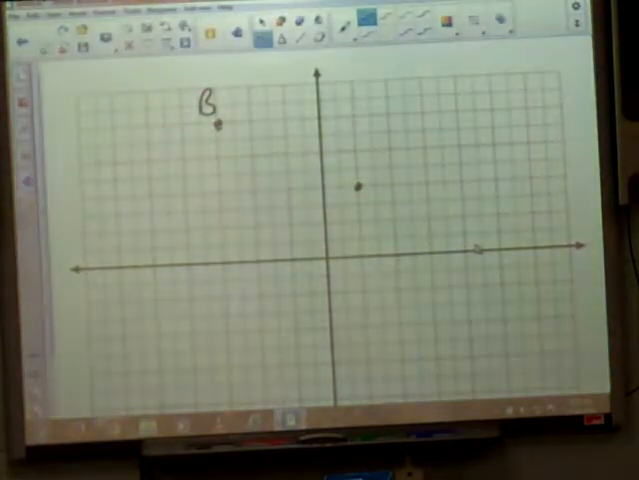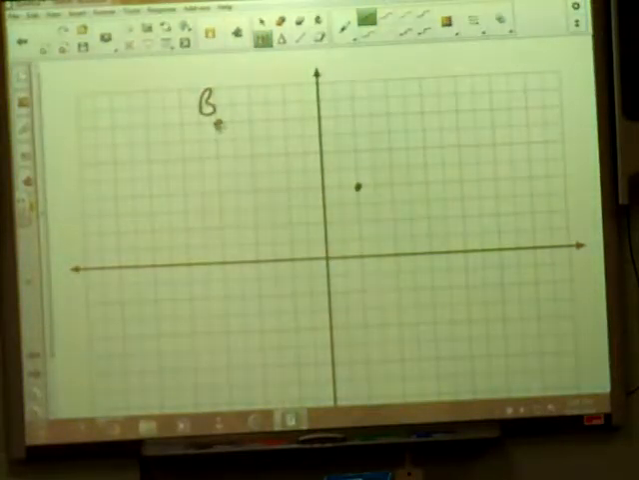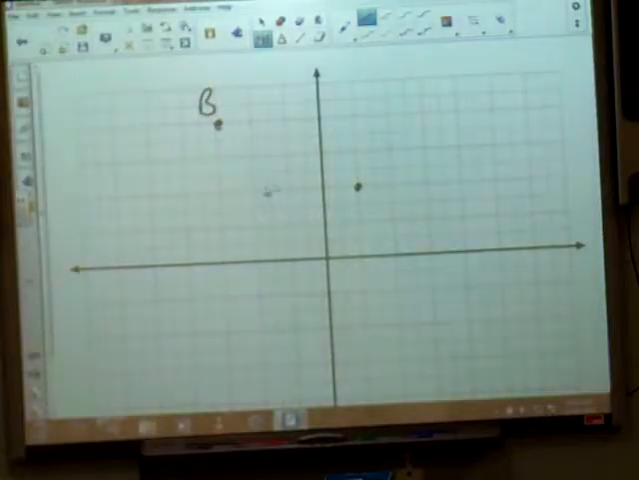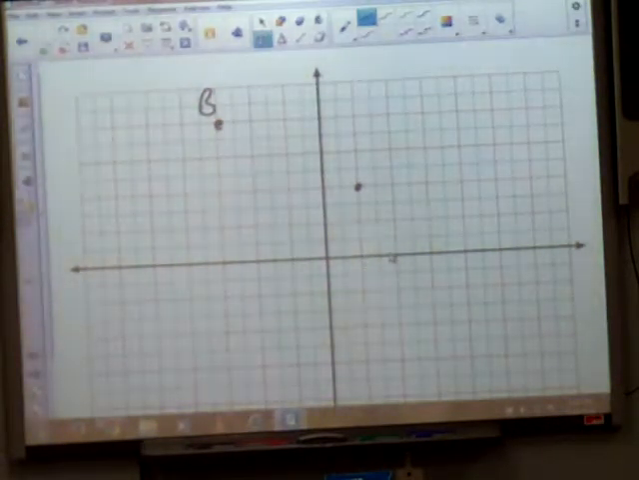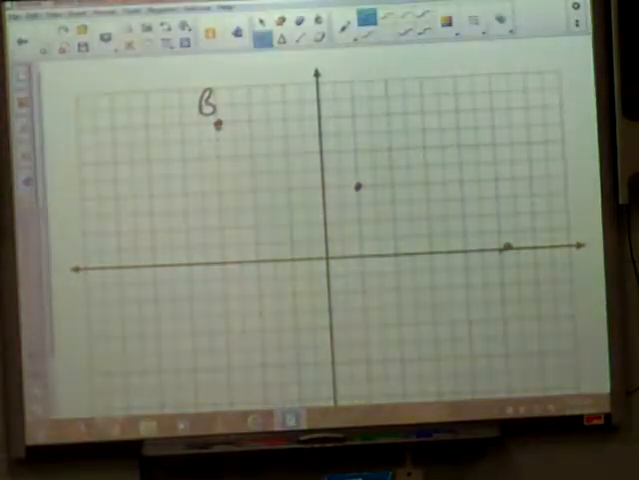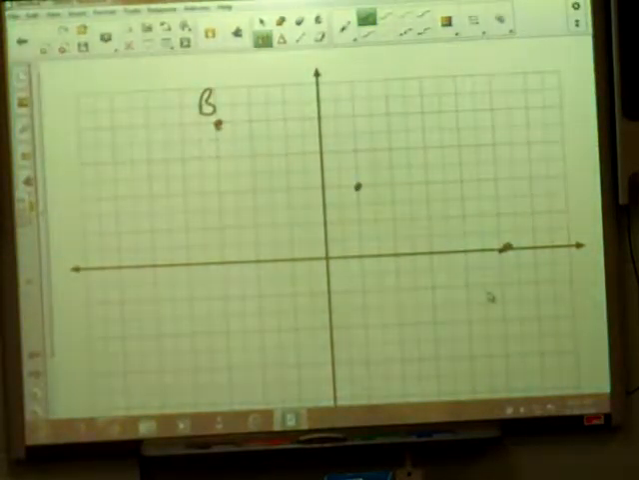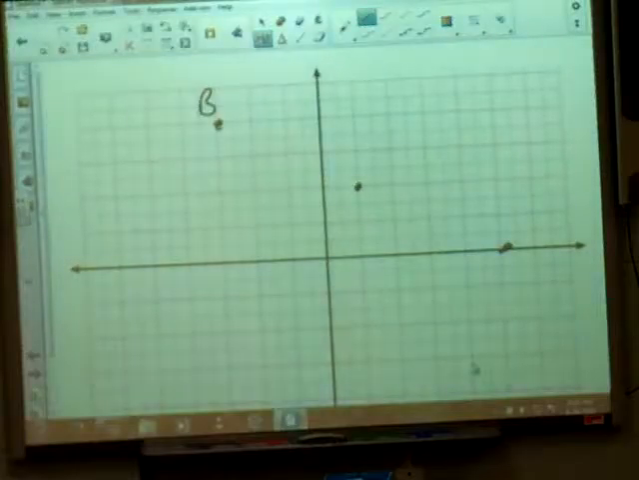Now, could you have figured that out? I could say, well, I got to go down 1, 2, and over 1, 2, 3, 4. So what if I go down 1, 2, and over 1, 2, 3, 4? Yep, I figured it out. So it wasn't too difficult to do that.